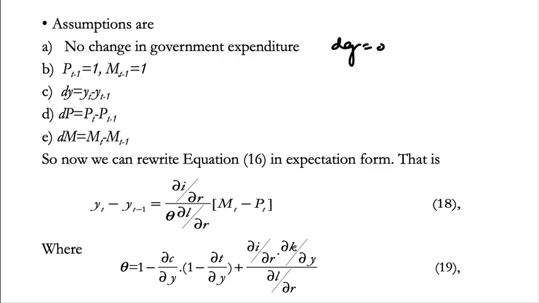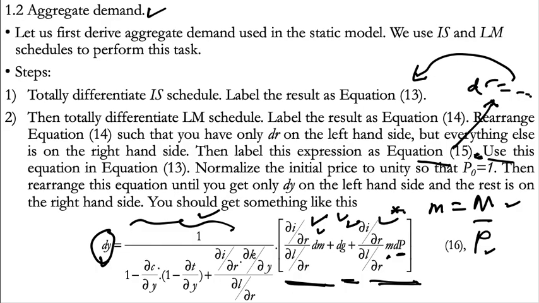Not only that, we have some other assumptions here. P(t-1) is 1, M(t-1) is 1. Capital M here refers to nominal money. If it is small m, it is nominal money divided by price. Now, dy is Y(t) minus Y(t-1). dP is P(t) minus P(t-1). dM is M(t) minus M(t-1). So you set all of these things. Now we can rewrite equation 16 in the expected form. Let's go back to equation 16 here. On the left-hand side we have dy, so dy is basically this.